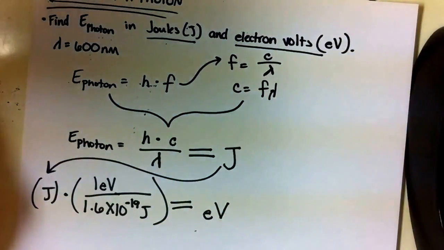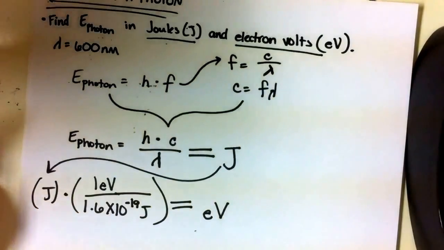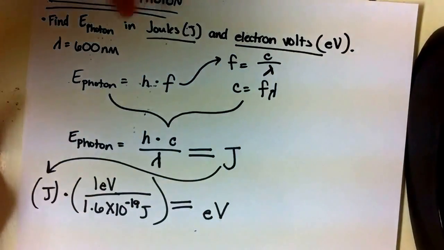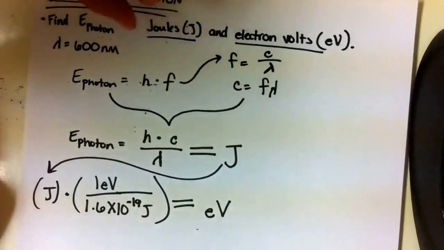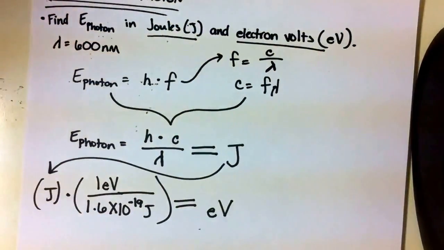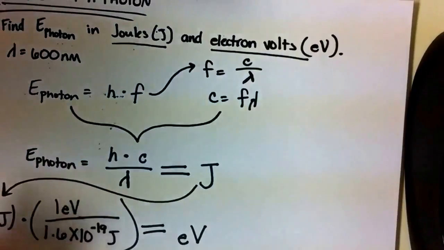And that is how you find the energy of a photon in both joules and electron volts. You need to know the wavelength, and if you don't know the wavelength, then you need to know the frequency. Once you know both of those, then you can plug and chug.